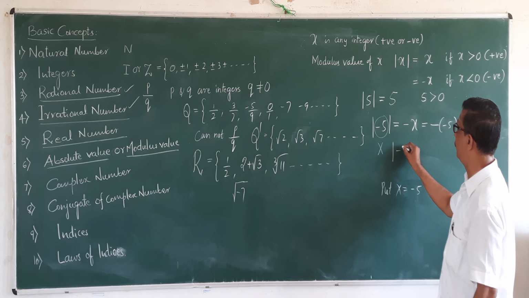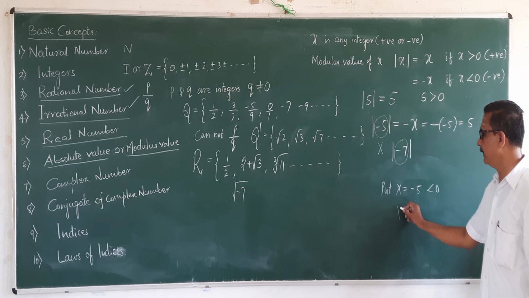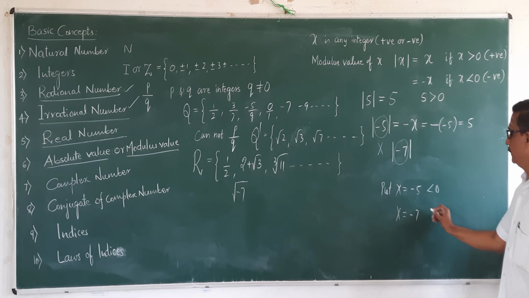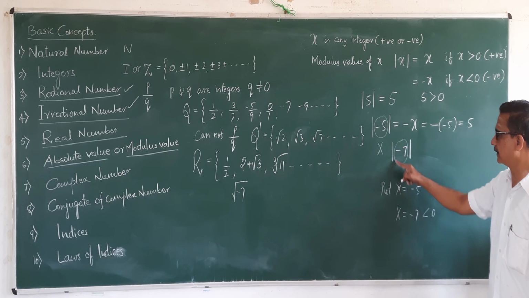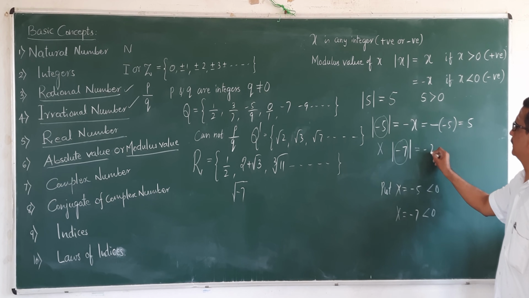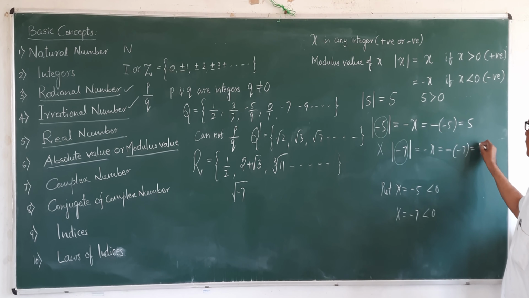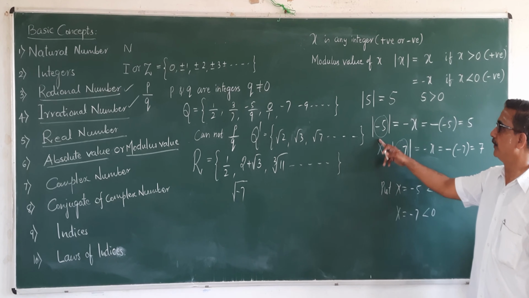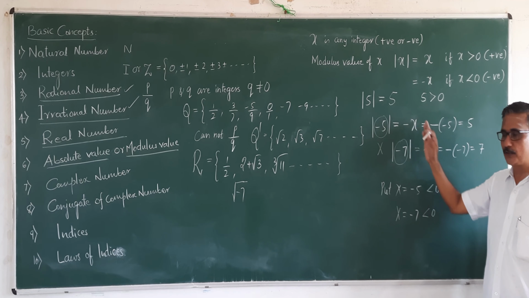If we take another example, modulus of minus 7. Take this minus 7 as x, so x is equal to minus 7. Minus 7 is less than 0. Minus 7 is x, isn't it? When x is less than 0, the answer is minus x. What is the x value? Minus 7. Minus of minus 7 is plus 7. Remember, modulus of a negative value is positive. Modulus of a positive value becomes positive itself.